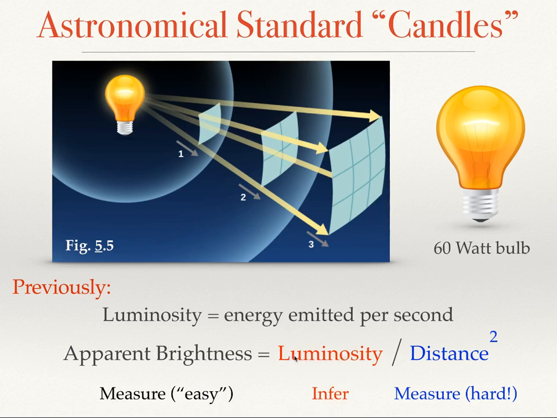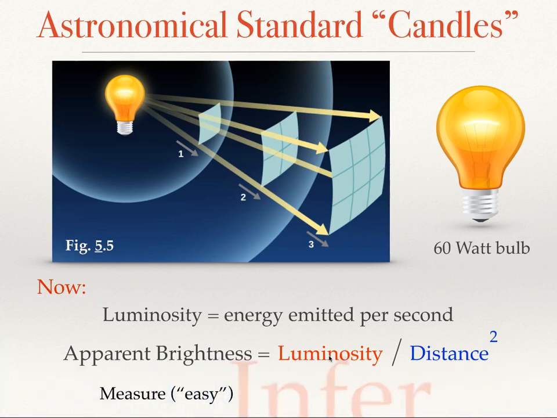And after that, we were able to figure out many other things: the size, the mass, many, many other properties. We're going to play with this formula now in a different way. This time, we're going to assume that we already know the luminosity. That is to say, we have some object that is a standard candle, just like this standard 60-watt light bulb. If we know the luminosity, and as before, we measure the brightness as it appears to us from here, which is relatively easy, then we can infer the distance.